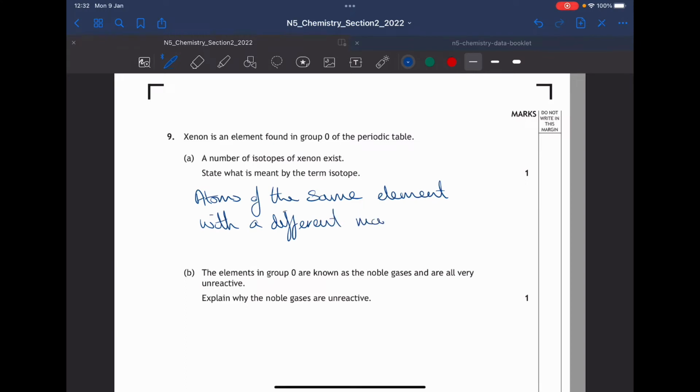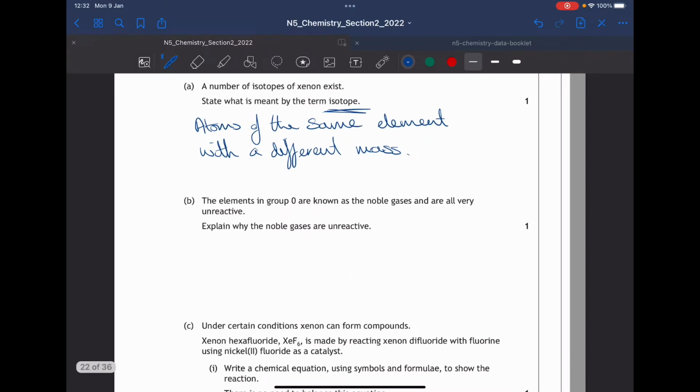Okay, so atoms of the same element with a different mass. So that's what's meant by isotope. This definition is quite often mixed up with isomers, which are molecules with the same molecular formula but different structure. Isomers has an M in it, and M is what molecules start with, so that's one way of trying to remember which one's which. So isomers is for molecules, isotopes is for atoms.